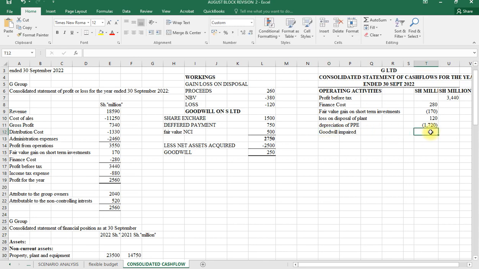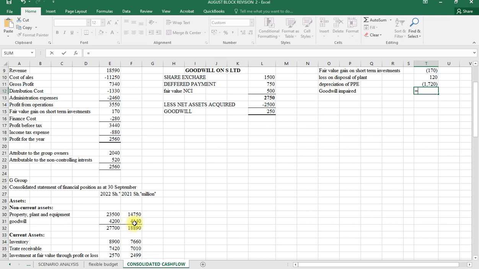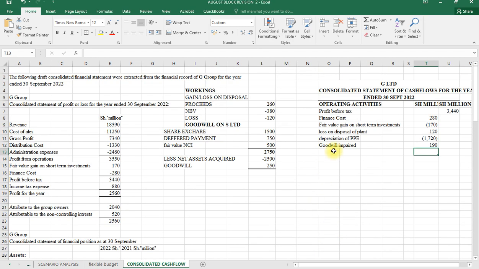Impairment is loss of value. Remember the goodwill that we had at the beginning here. At the beginning we had 140. We acquired this for the subsidiary, 250, and the closing value was 42. So it was impaired by 190, and that one we are adding back because it is non-cash. And I think that's all. We get the cash flow before working capital.